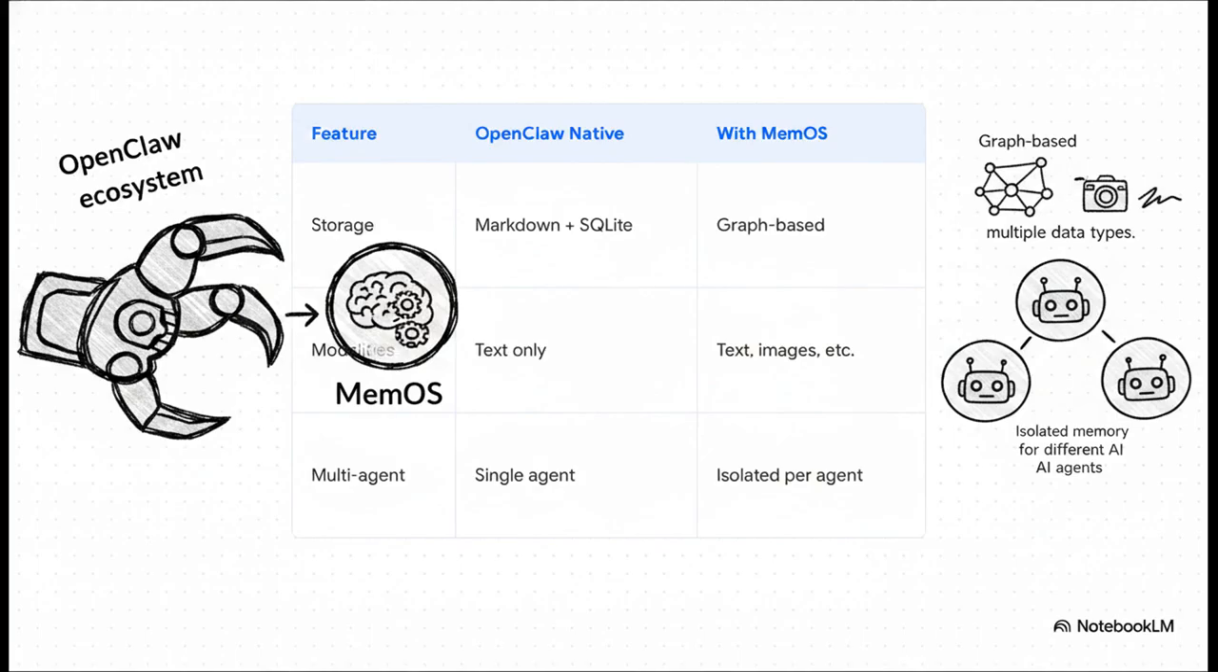It adds things like graph-based storage, which is great for understanding complex relationships between memories. It can handle multiple data types like images, not just text. And crucially, it provides isolated memory for different AI agents so they don't step on each other's toes.